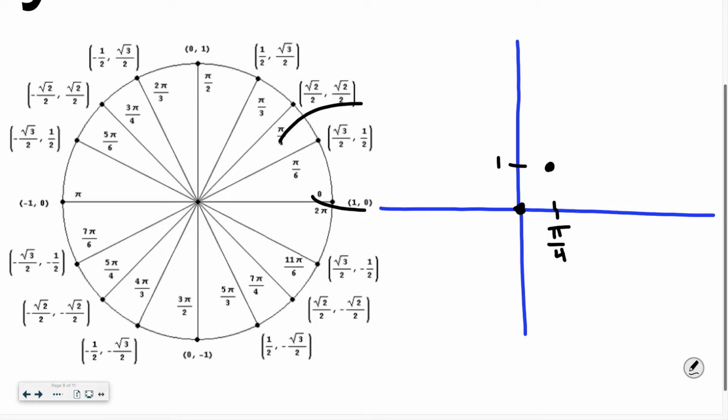Okay. What happens when we get to the tangent of pi over 2? It's undefined. So graphically, what do we put when we have an undefined value? An asymptote. So at pi over 2, we have a vertical asymptote.